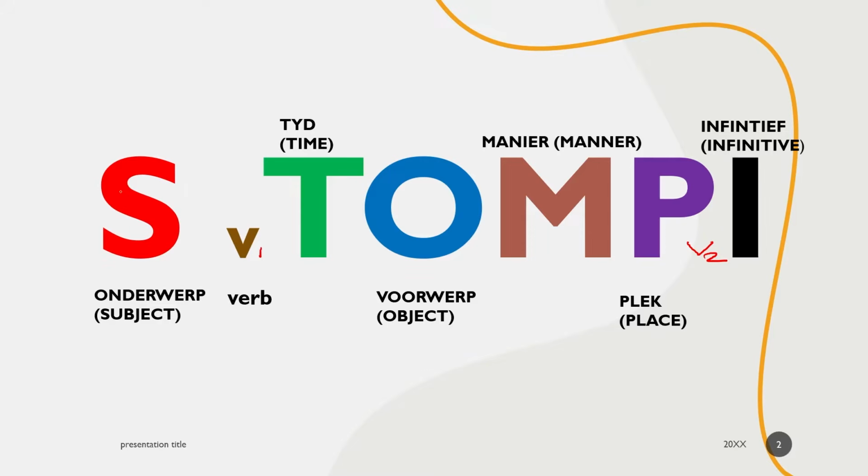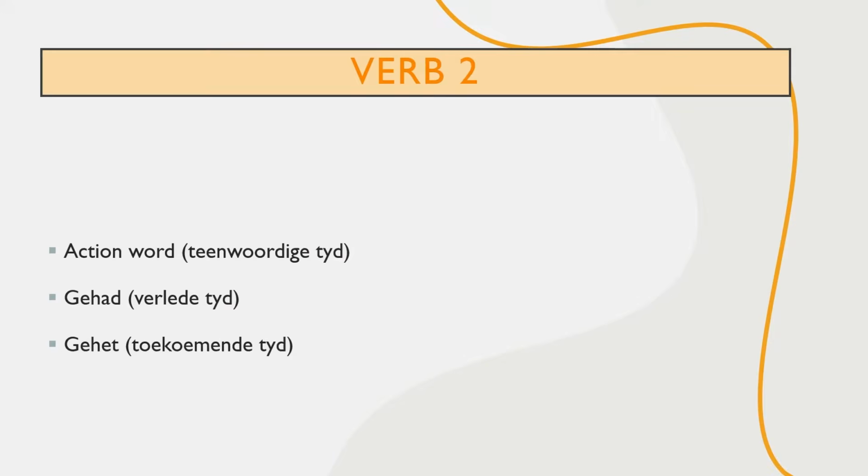So let's just show you guys. This will be your hulpwerkwoord, and this will be your action verb. Verb 2 will be your action verb. But remember that an action verb can also be verb 1. That's the difference. Hulpwerkwoord, only verb 1. Action verb can be verb 1, but it can also be verb 2.